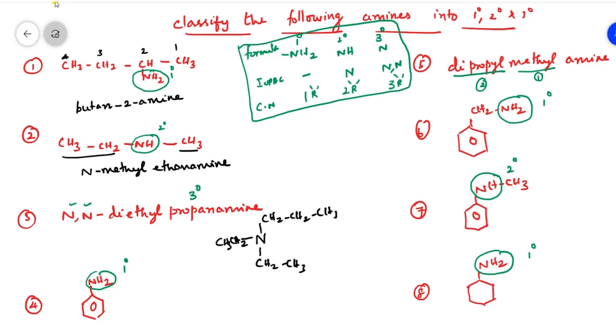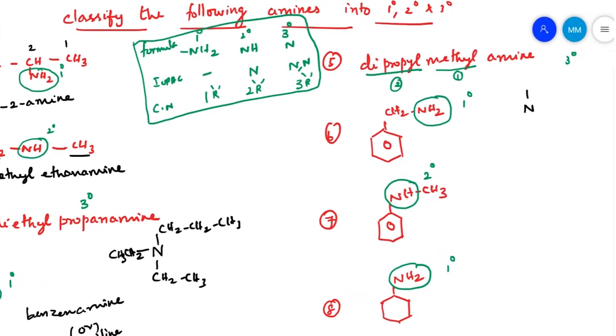Here the IUPAC name is benzene, the aromatic ring, benzene, and the E is eliminated: benzenamine. Or sometimes it is aniline. The name aniline is accepted by IUPAC. Dipropyl methylamine. What is the formula? Tertiary amine, the N with 2 propyl groups, you have CH2, CH2, CH3. And one is the methyl group.